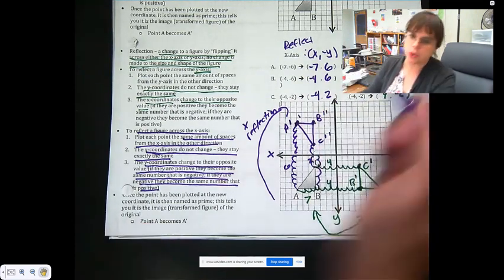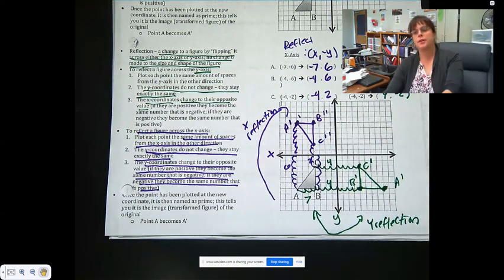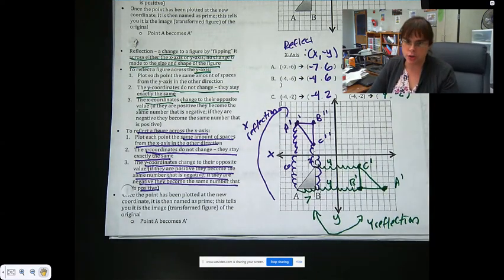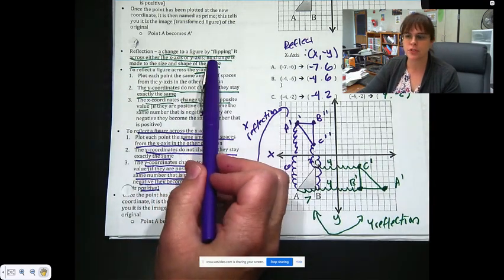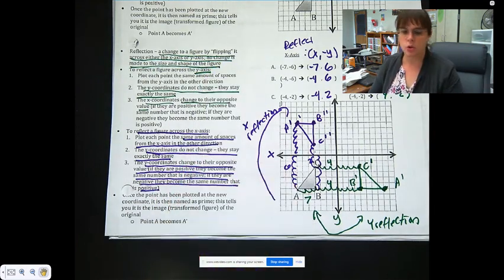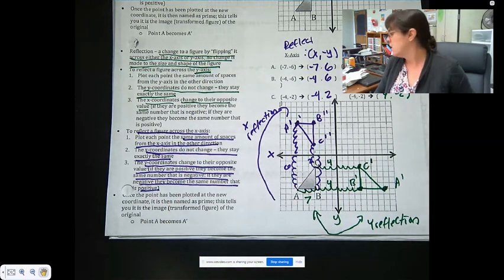Okay? So x reflection goes top to bottom. Y reflection goes side to side. Reflecting just means that there's no change to the size and shape, but you're just flipping it side to side or top to bottom. Okay?